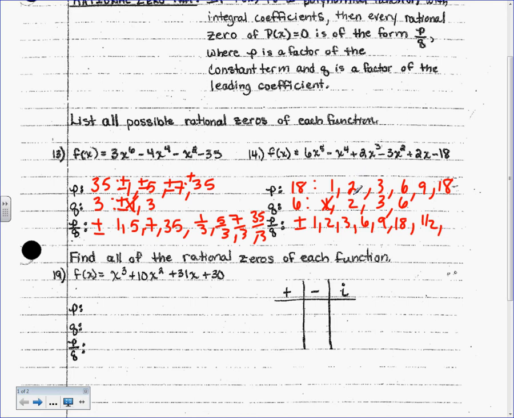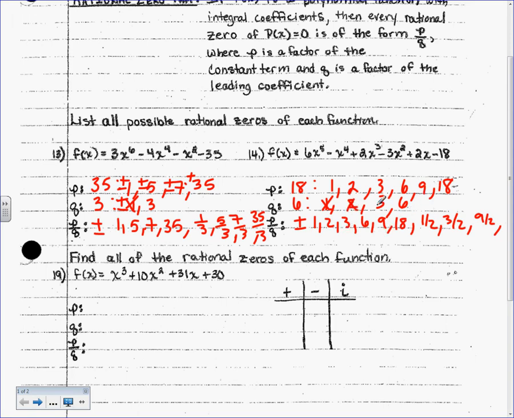But 2 over 2 is really 1. Well, I'm not going to write 1 again. 3 over 2, I don't have it yet. I'll write it down. 6 over 2 is really 3. I'm not going to write it again. 9 over 2 I don't have yet. But 18 over 2 is really 9, right here. So I've done the 2's.